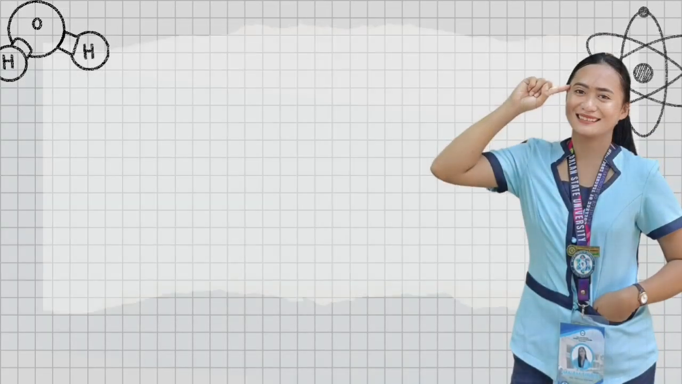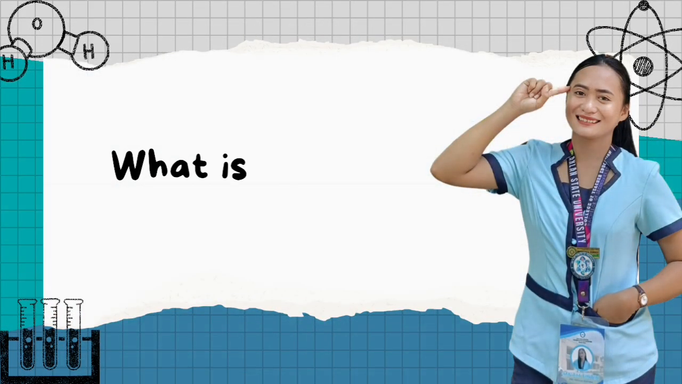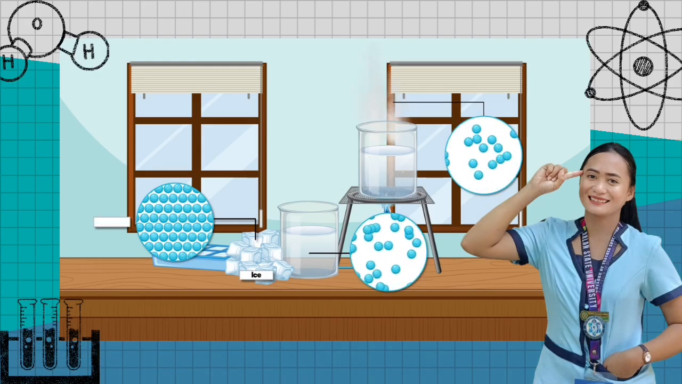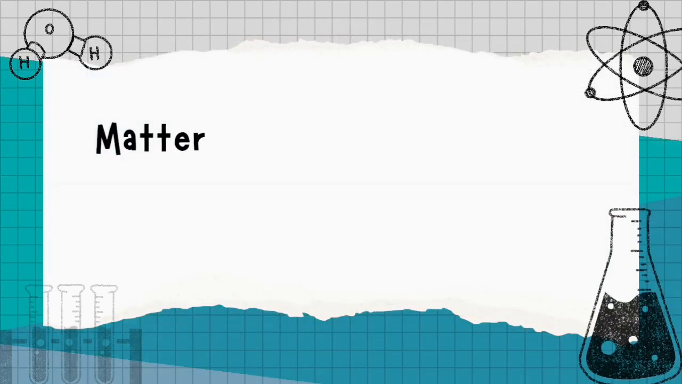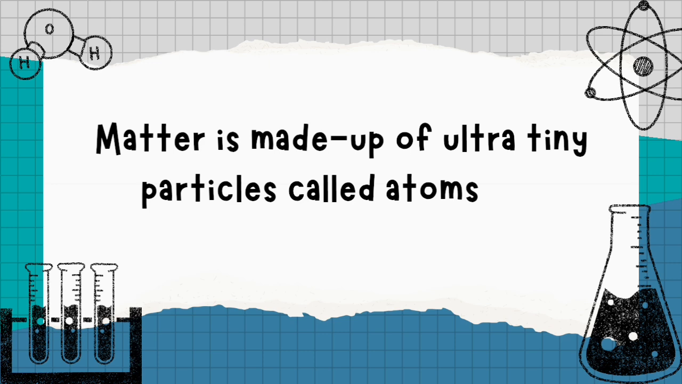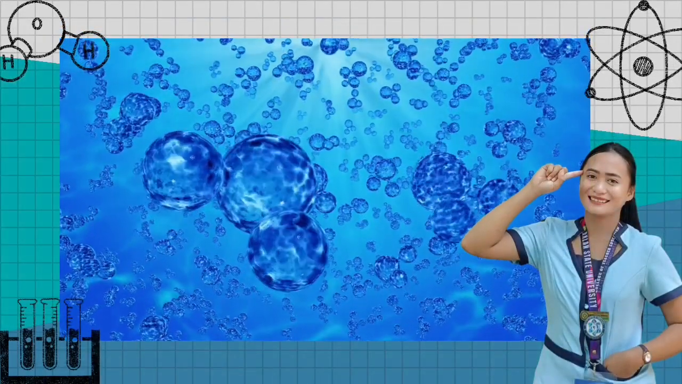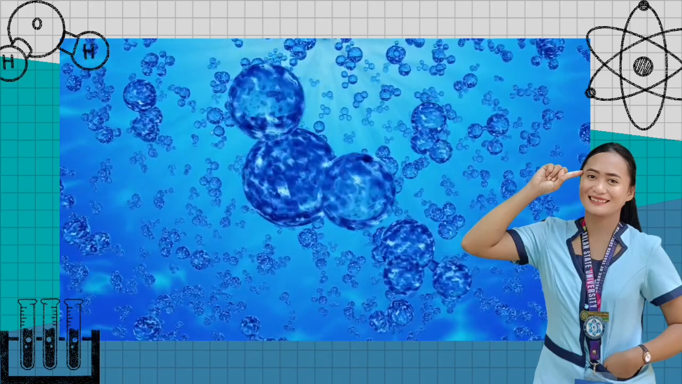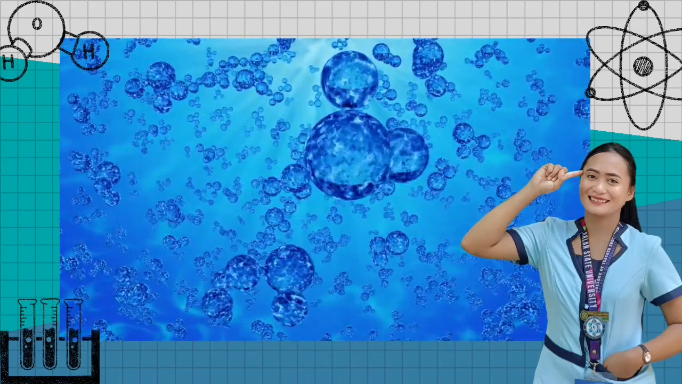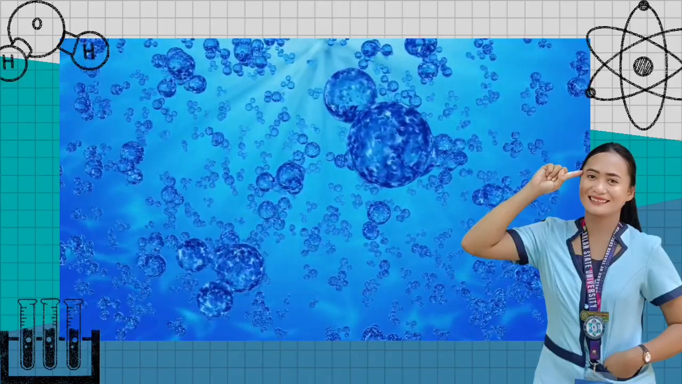In your own understanding, what is matter? Matter is anything that occupies space and has mass, right? Well, that's right. Matter is made up of ultra tiny particles called atoms and molecules. Counting these tiny particles in a drop of water alone would involve thousands of trillions of molecules of water.